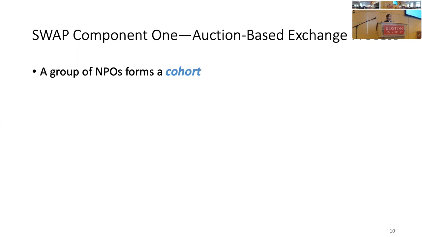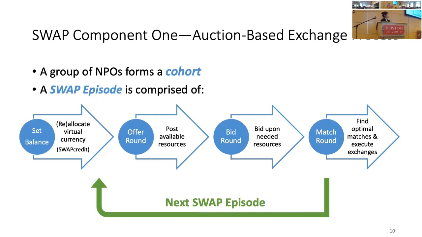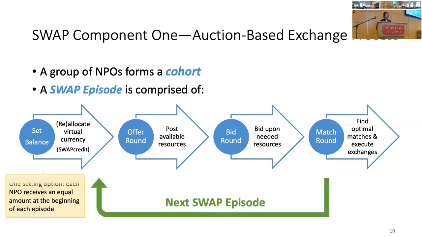Two important concepts. A group of nonprofits first forms cohorts, and then in our cohorts, the exchange process that we call swap episodes includes 4 rounds: balance, offer round, bid round, and match round. Episodes are conducted sequentially based on each cohort's practical demands. And about setting balance, we introduce our virtual currency, SWAPcredits.